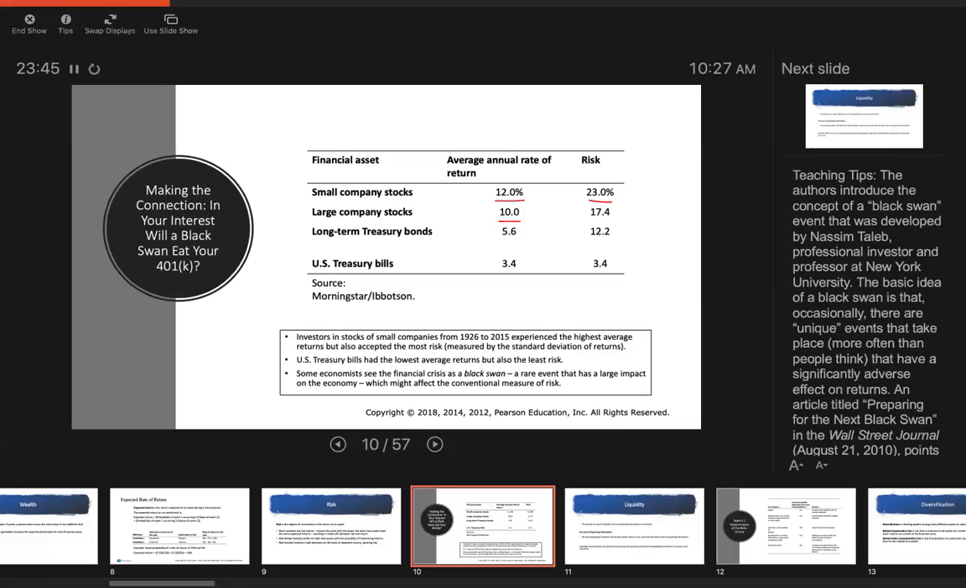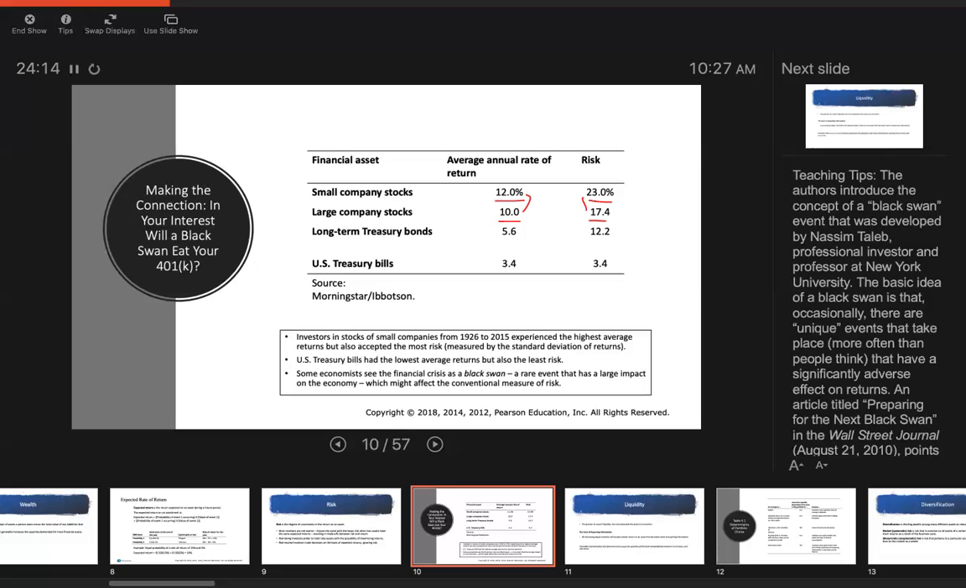The higher this number is, the more volatility there is in the stock prices. So here the volatility is 23% in small company stocks versus 17.4% in large company stocks. So now the question is, am I willing to tolerate this extra volatility in order to get 2% extra returns? And the question then comes down to the risk appetite of the investor, right? If you're a risk averse investor, you might say, no, I don't think this makes that much sense.